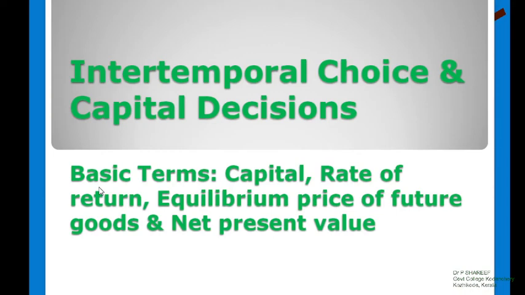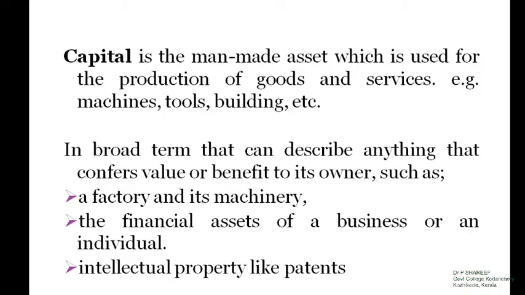Hi friends, now we can discuss the basic terms capital, rate of return, equilibrium price of future goods, and net present value in connection with the topic intertemporal choice and capital decisions. As we know, capital is the man-made asset which is used for the production of goods and services. Example: machines, tools, buildings, etc.